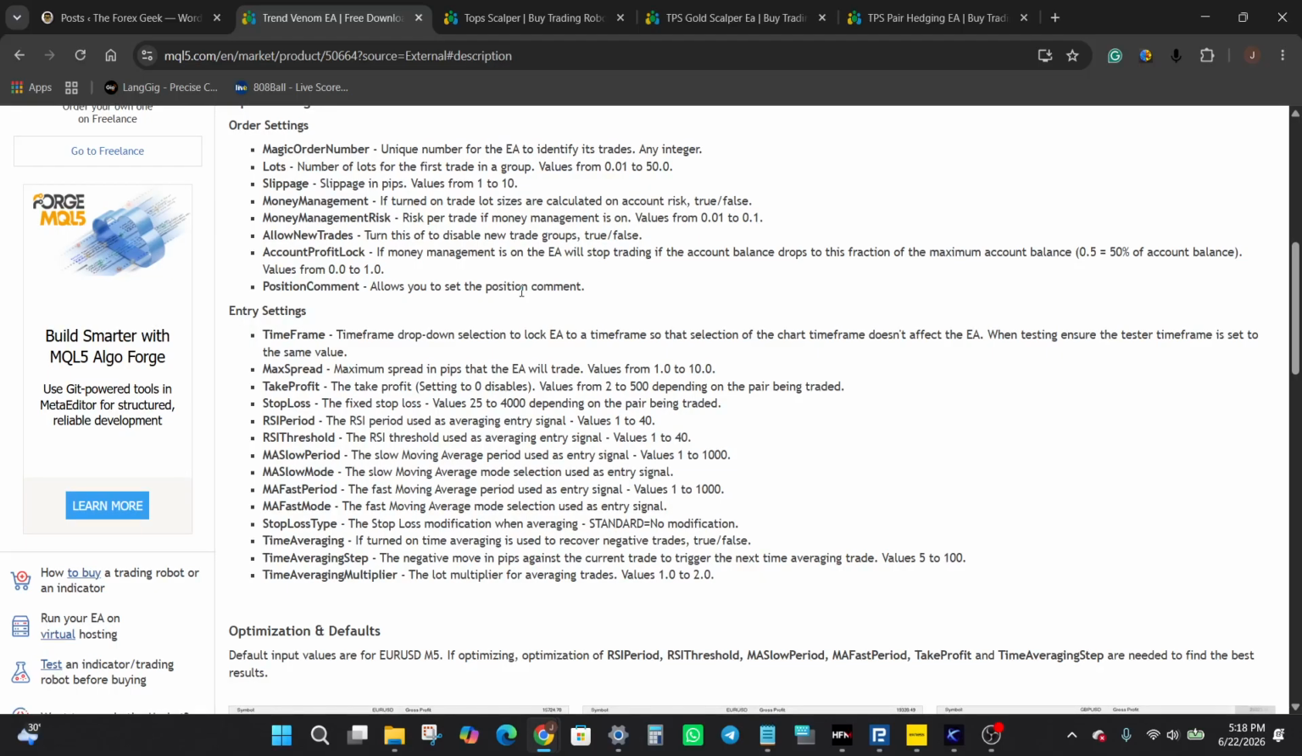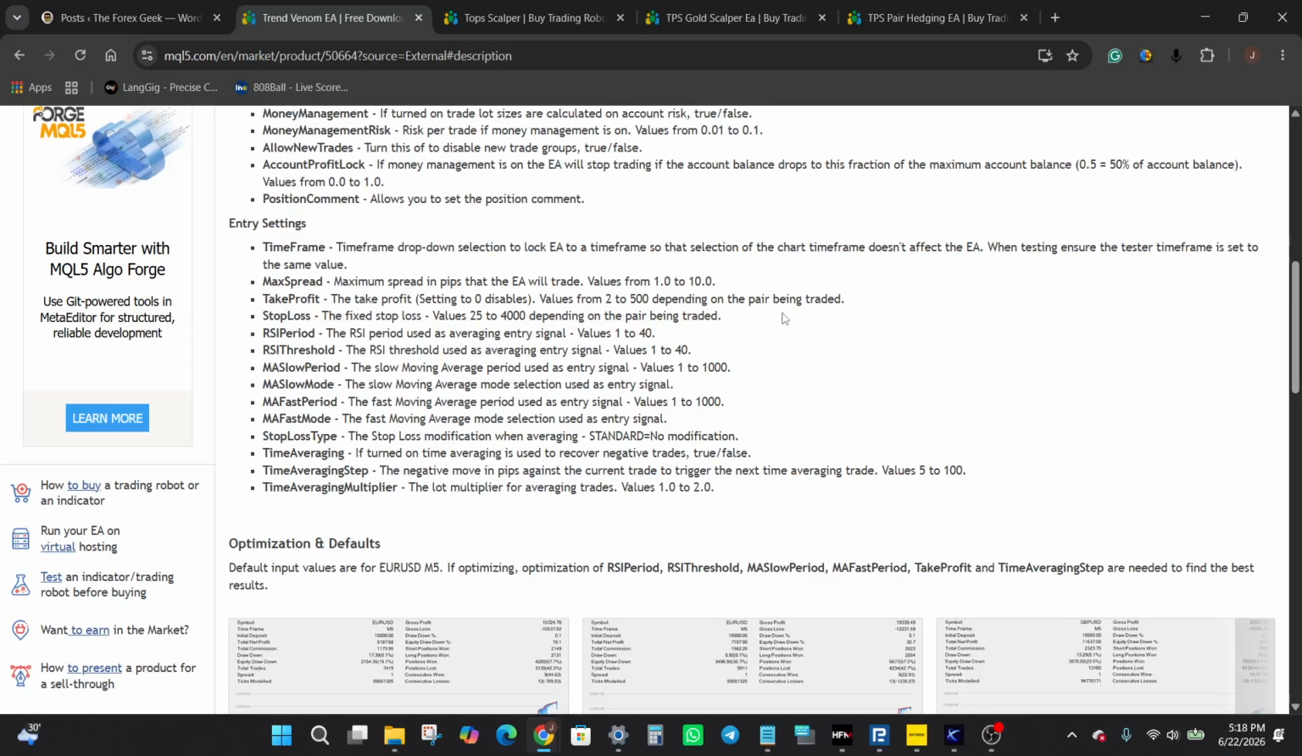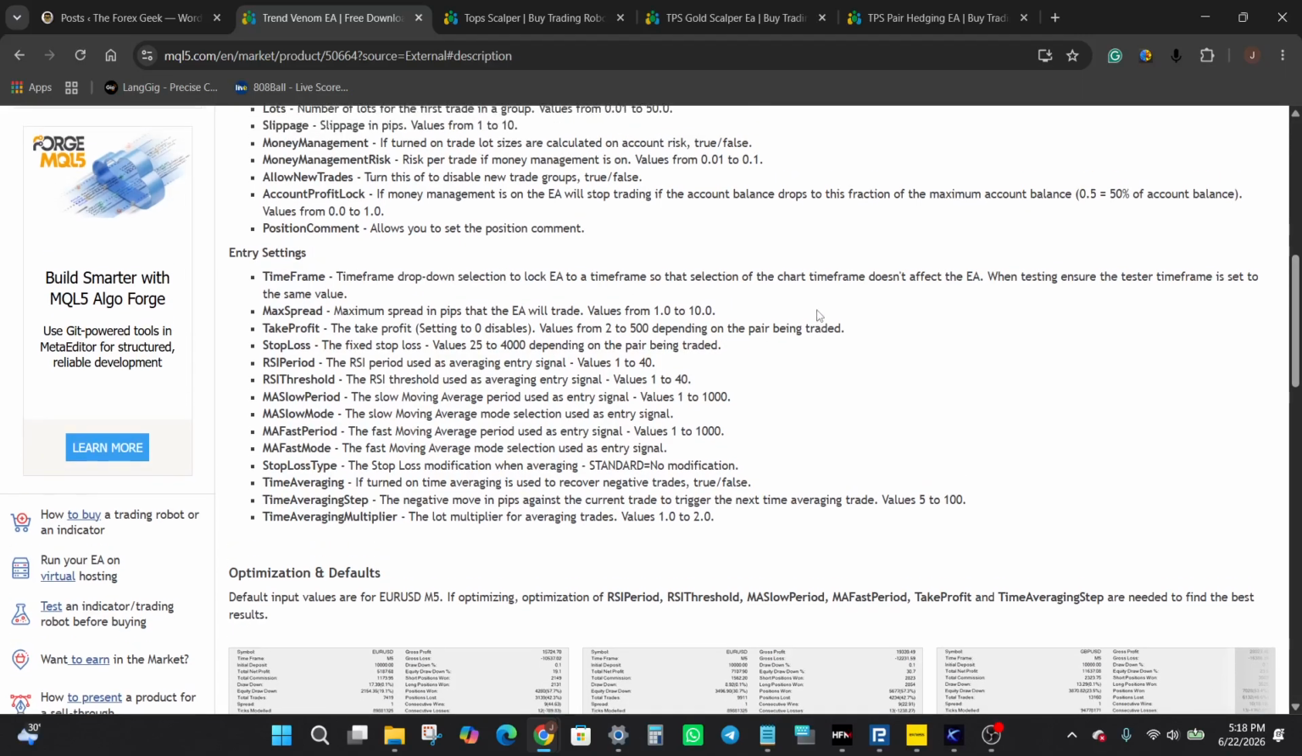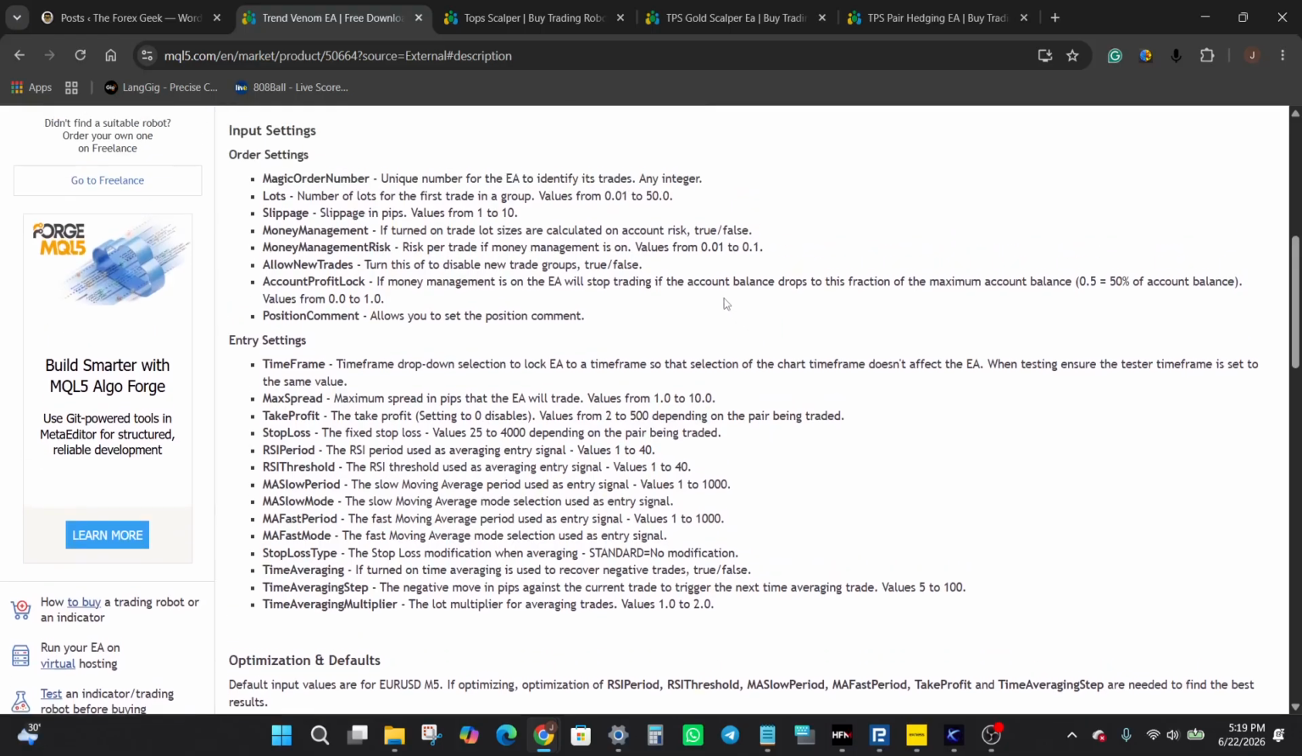There are also spread controls, take profit settings, stop loss settings, and time frame selection options. The time frame lock feature is particularly useful because it ensures the EA continues operating according to its configured time frame, even if the chart time frame is changed. Another major area of customization involves the averaging functionality. The settings include controls for enabling or disabling time averaging, defining the distance required before an additional averaging trade can be opened, and setting the multiplier used for subsequent averaging positions.